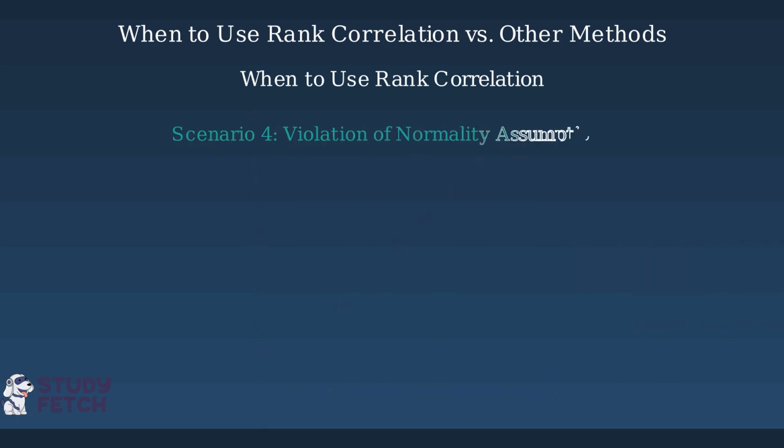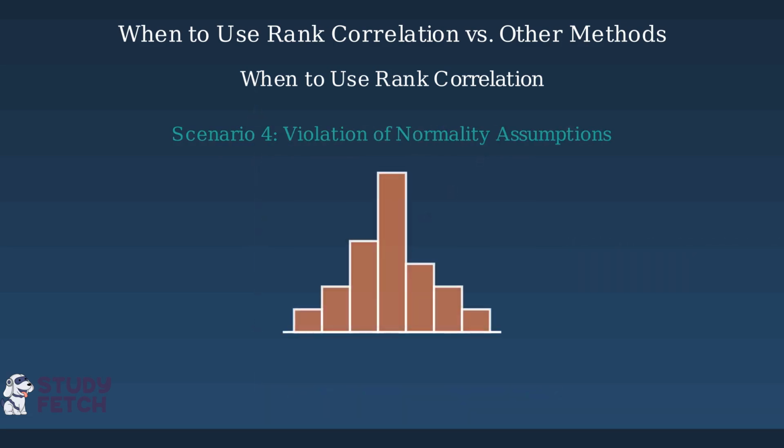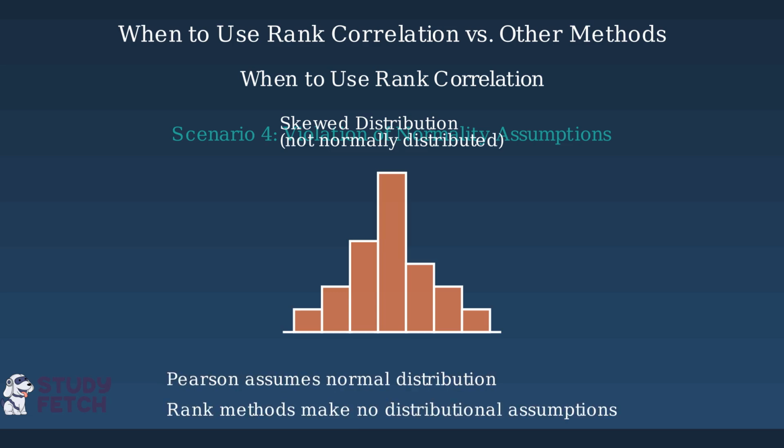Scenario 4. When your data violates assumptions of normality. Pearson's correlation assumes normally distributed variables, while rank correlation methods are distribution-free and don't require this assumption.